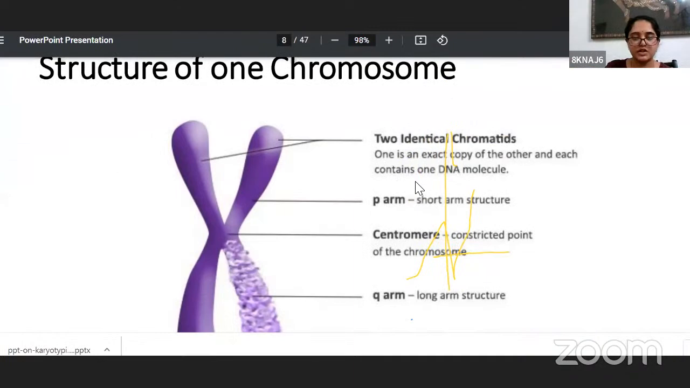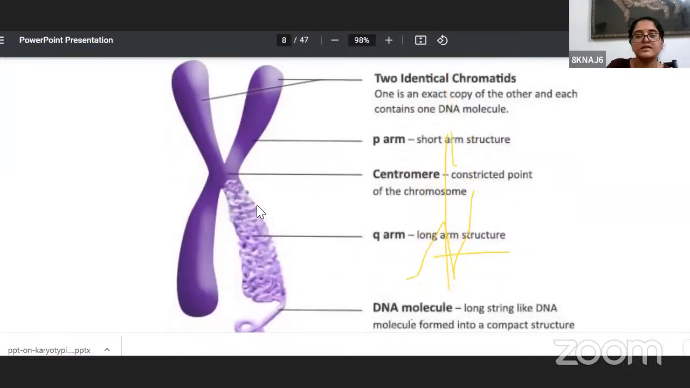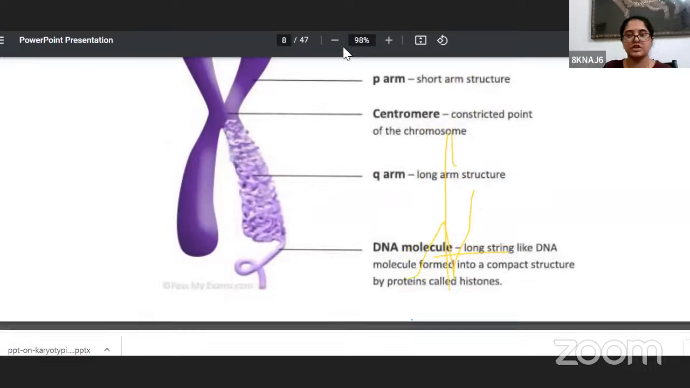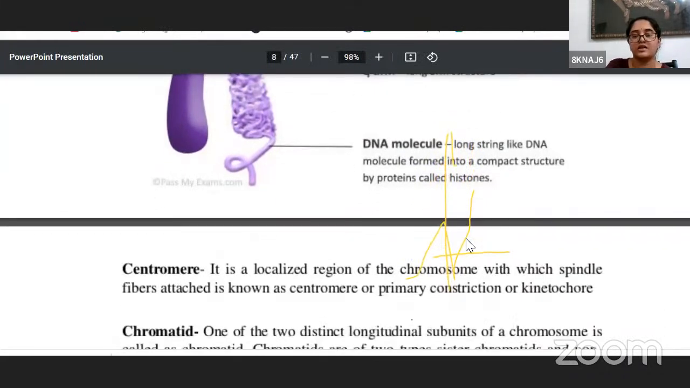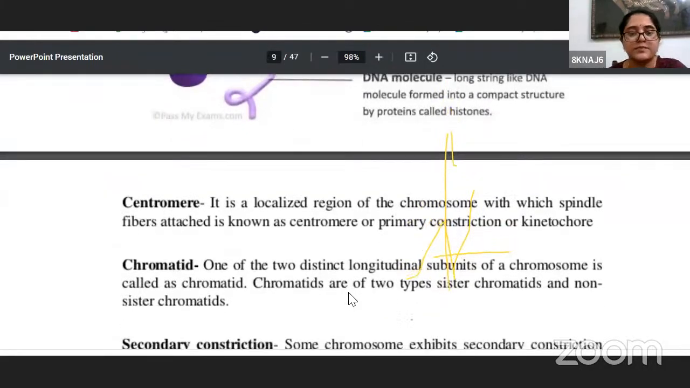If you see the structure of the chromosome, it is made up of 2 identical chromatids. A P arm, which is a short arm. This is the centromere, where the 2 arms of the chromosome are joined together. And this is the Q arm, which is a long arm. And this is the DNA molecule, which is string-like and forms a compact structure with histones, which are proteins.